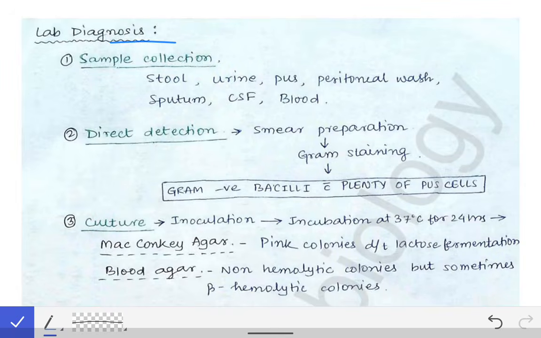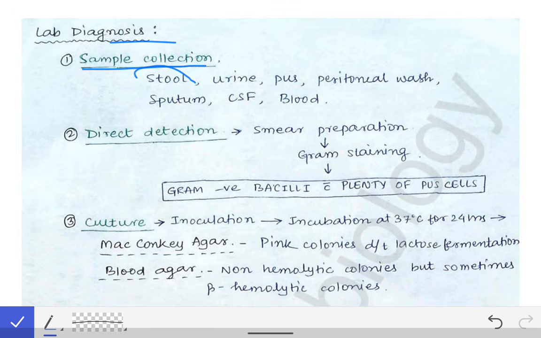Now let's talk about the lab diagnosis of the E. coli infection. Whenever we are suspecting infection by E. coli, we always first have to collect the sample or specimen for diagnosis of any bacterial, or for that matter any, infection in microbiology. So first we have to collect the specimen. What could be our specimen?